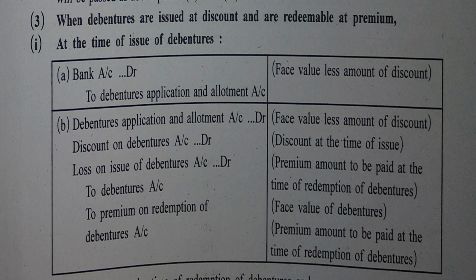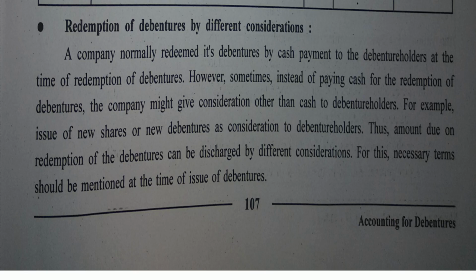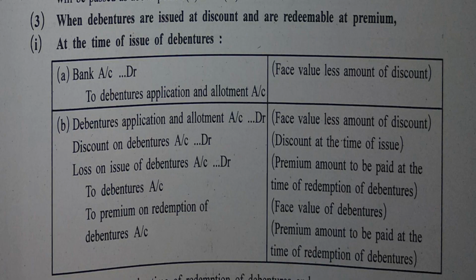Because you debit all losses and expenses. Discount is a loss and hence it has been debited. And premium on redemption of debentures is also a loss and hence that also is to be debited. So we are done with the journal entries for issue of debentures in different situations.